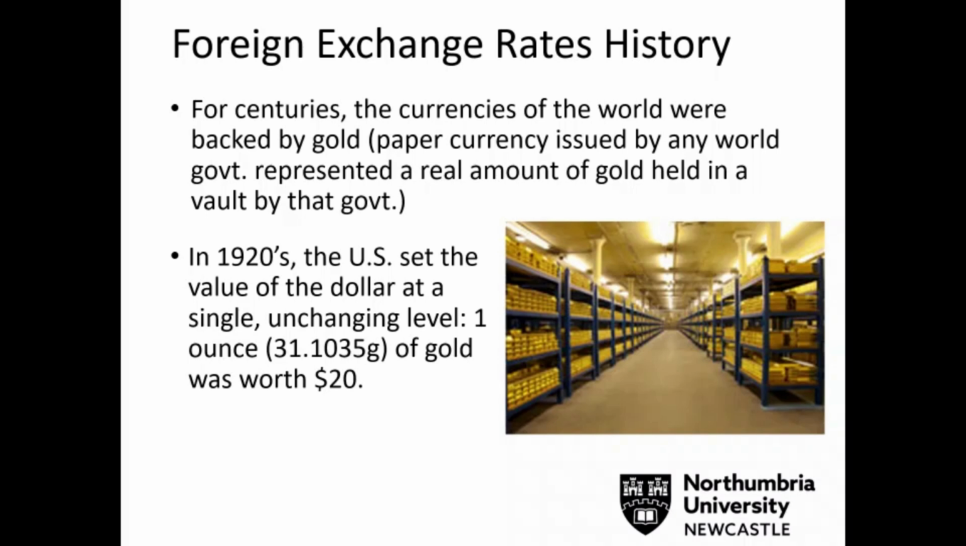Historically, currency was backed by gold. It isn't today. But back in the 1920s, the US set the value of their dollar to gold. And this is because gold is a store of wealth. It's a physical thing. So it backed its currency against gold. And it essentially said 1 ounce of gold is the equivalent to $20. So if you had a $20 note, that's an equivalent to holding 1 ounce of gold.